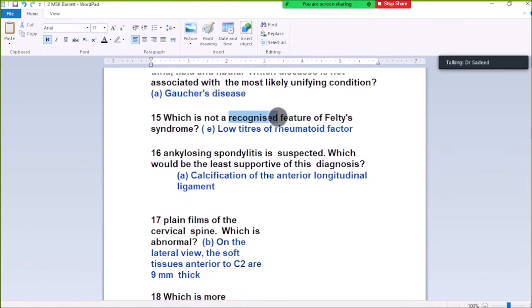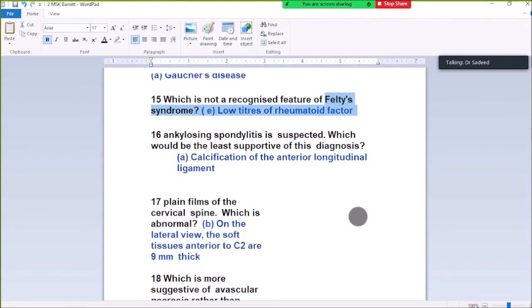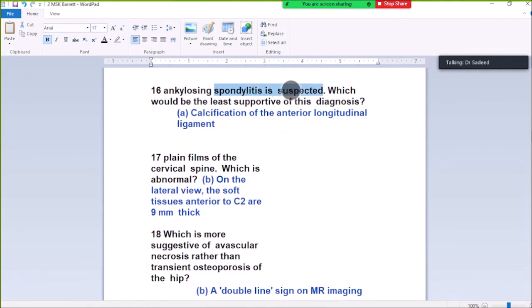15. Which is not a recognized feature of Felty syndrome? Low titer of rheumatoid factor. Felty syndrome does not show a low titer of rheumatoid factor. 16. Ankylosing spondylitis is suspected. Which would be the least supportive of this diagnosis? Calcification of the anterior longitudinal ligament. Ankylosing spondylitis does not show calcification of the anterior longitudinal ligament. It only shows bilateral sacroiliitis.